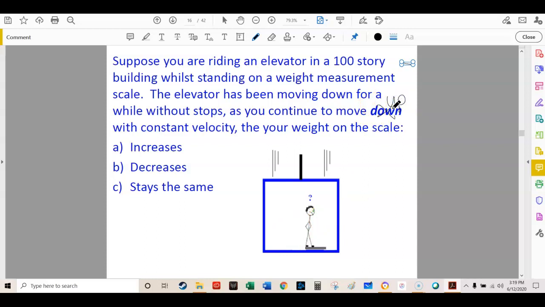Okay. But now you've hit this constant velocity, right? If you've ever felt that way in an elevator, you hit that constant velocity. Well, now, how do you feel now? Do you continue feeling heavier? Or do you start to feel lighter than you normally do? Or do you feel your regular weight? So how is your weight scale recording compared to your actual weight?